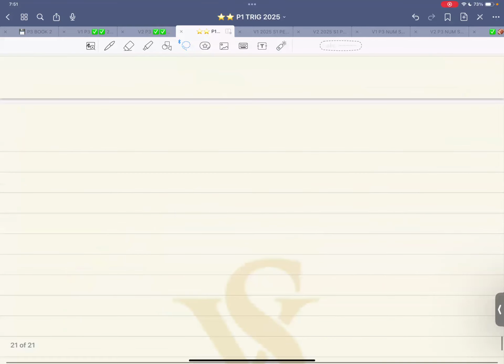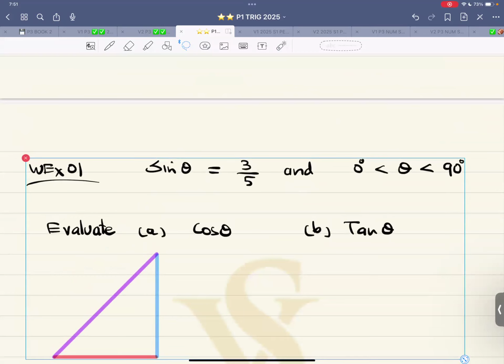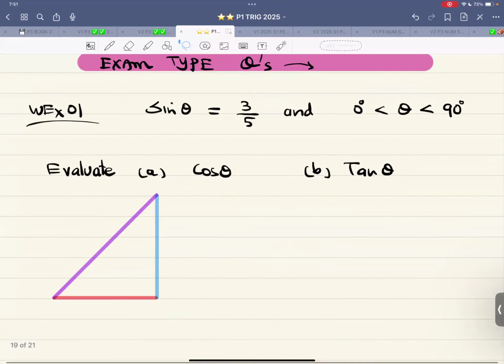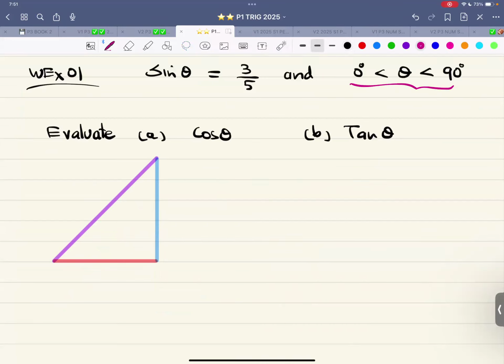And the page after that. Okay. So we'll be doing 3 questions or maybe more, and based upon this. Evaluate cosine, evaluate tangent, sine and theta is positive, theta is acute. So first thing first, based upon this, you will write acute.